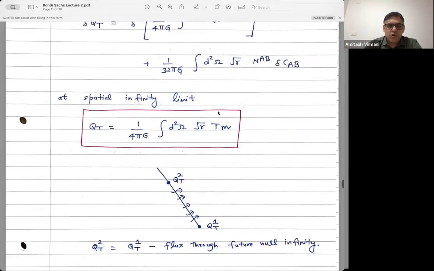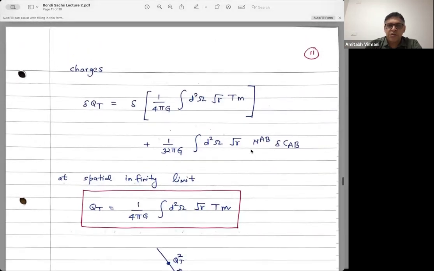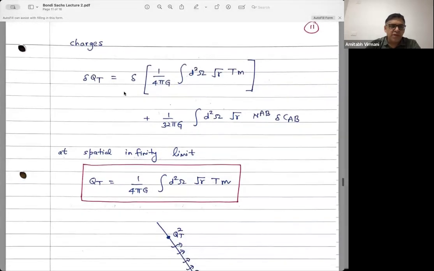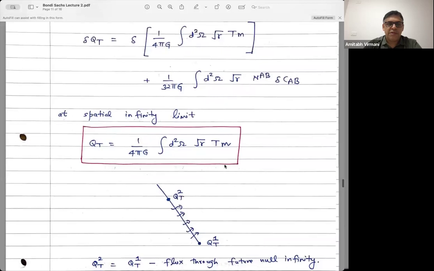Okay, but when you go to spatial infinity, then as we discussed, the News tensor goes to 0, and then this becomes a total charge. You can remove the delta. So if you remove the delta, then the super translation charge Q is just the integral of the super translation T against the Bondi mass M. So it's just the T times the Bondi mass M. So what this is telling us is the moments of the Bondi mass. The super translation charge captures the moments of the Bondi mass at spatial infinity.